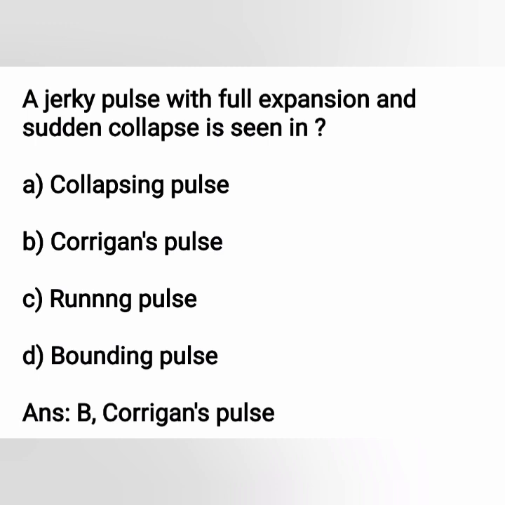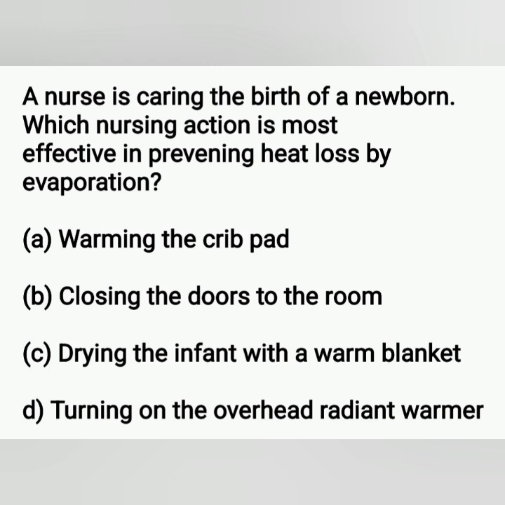And the next question: a nurse is caring for a newborn at birth. Which nursing action is most effective in preventing heat loss by evaporation? Options. Option A, warming the crib pad. Option B, closing the doors to the room. Option C, drying the infant with a warm blanket. Option D, turning on the overhead radiant warmer.